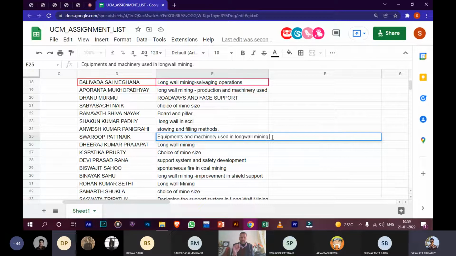Now somebody has already taken the supports. Somebody has taken the transport system and those things. Shield, shearer, even the design of the shearer is a very important topic. Even the selection of a shearer for suitable design and capacity. So many things are there. Even a shearer, cutting equipment.